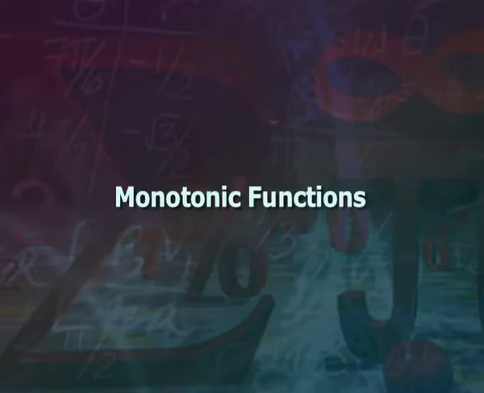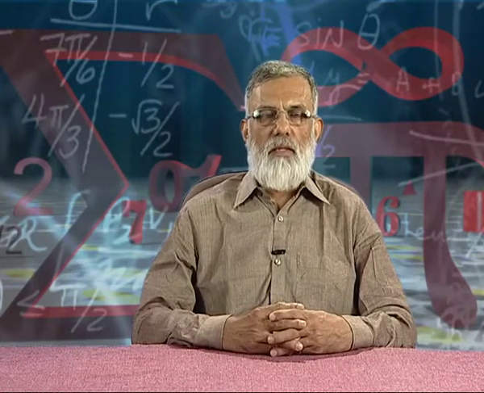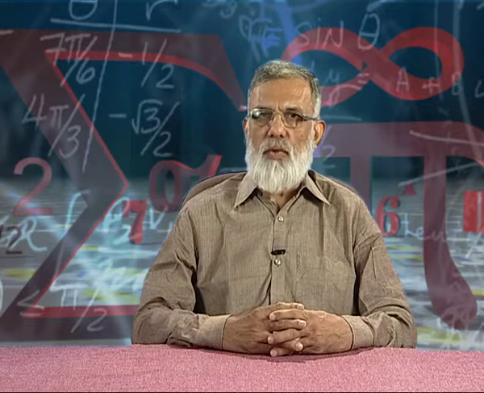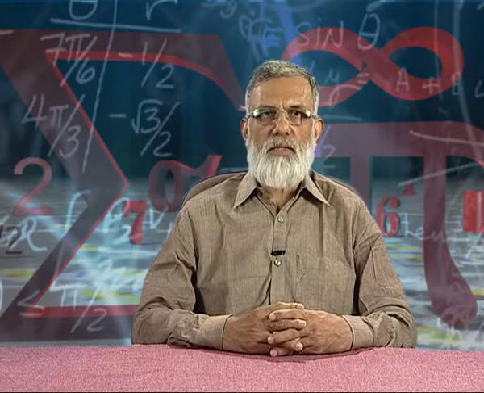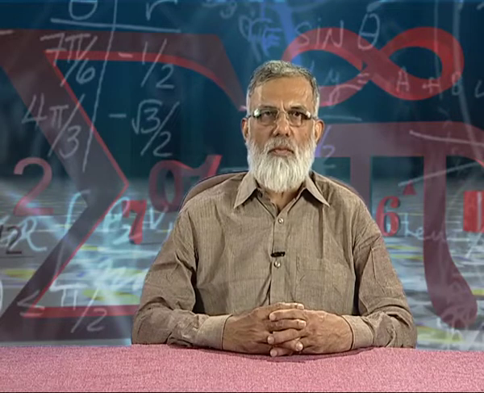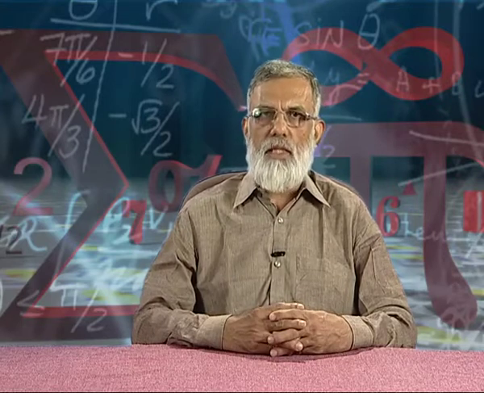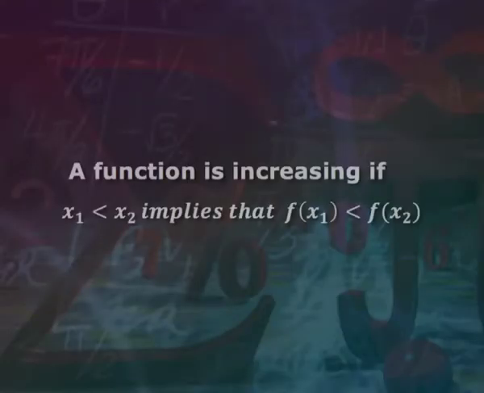Monotonic functions. If a function produces successively larger and larger values when we take successively larger and larger values from the domain, we say that the function is monotonically increasing or simply increasing, that is, a function is increasing if x1 less than x2 implies that f(x1) is less than f(x2).